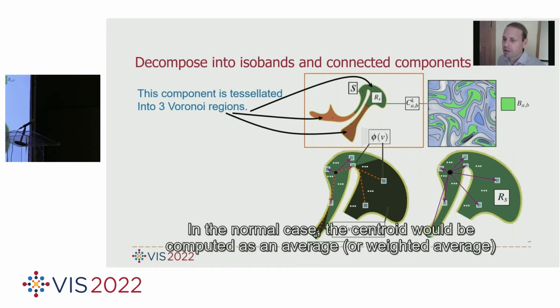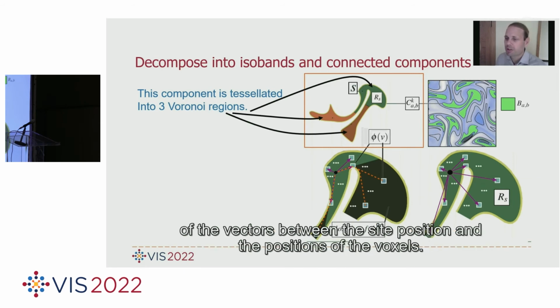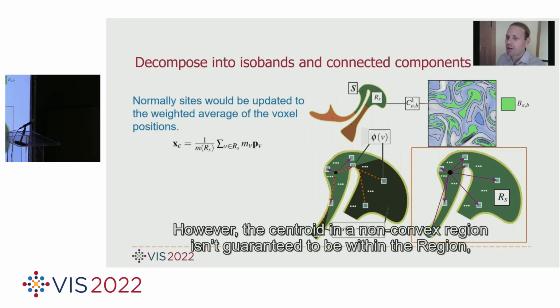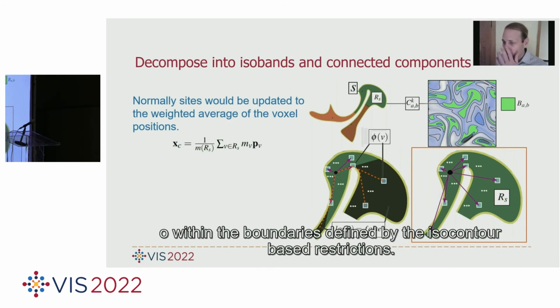In the normal case, the centroid would be computed as an average or weighted average of the vectors between the site position and the positions of the voxels. However, the centroid in a non-convex region isn't guaranteed to be within the region or within the boundaries defined by the isocontour-based restrictions.